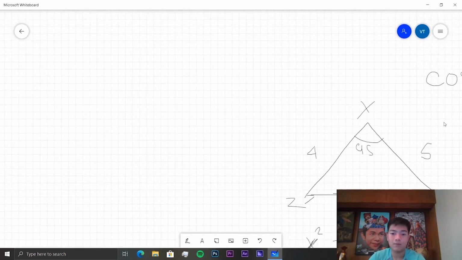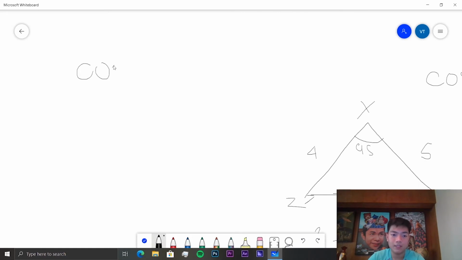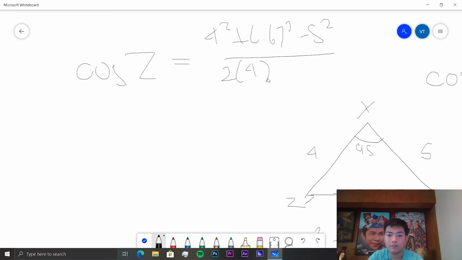And then let's do the same for the z value. So we have cosine z is equal to 4 squared plus 6.67 squared minus 5 squared over 2 times 4 times 6.67, which evaluates to 16 plus 6.67 squared, minus 25, all over 8 times 6.67.